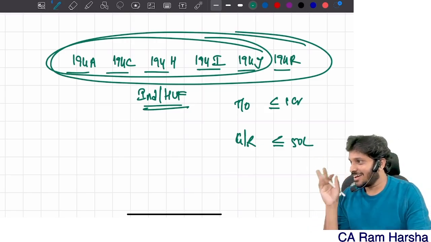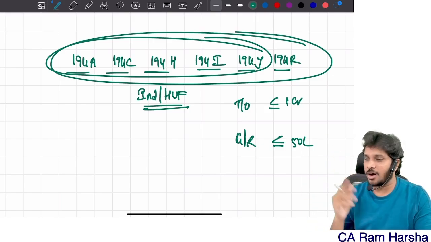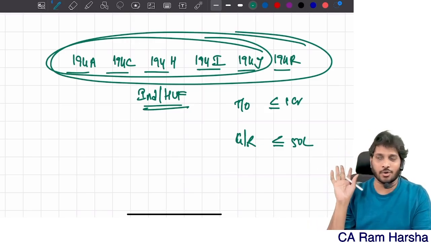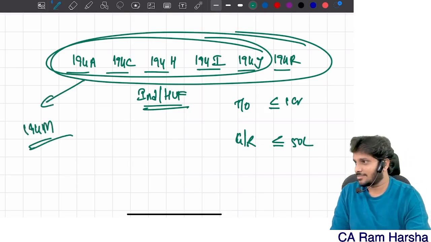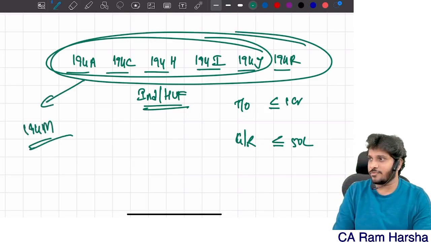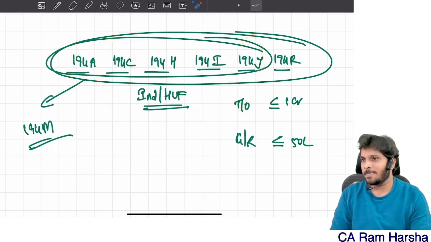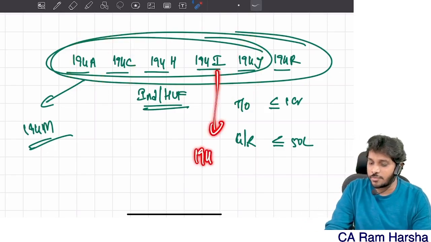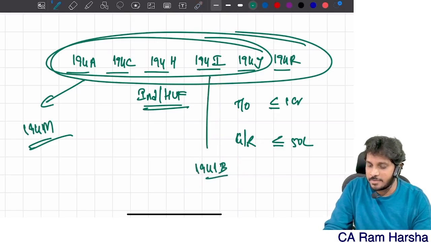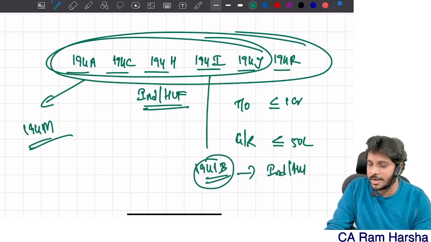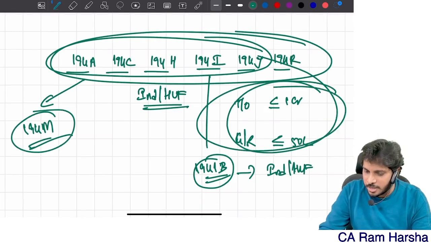So for these 6 sections, TDS is not applicable for an individual or HUF payer whose business turnover does not exceed 1 crore or gross receipts do not exceed 50 lakhs. For all of them, what provision is there? 194M. Technically it covers 194A, 194C and 194J. For rent, the parallel provision is 194IB. This provision is specifically applicable for individuals or HUF who come under this, and even 194M is specifically applicable for these people.